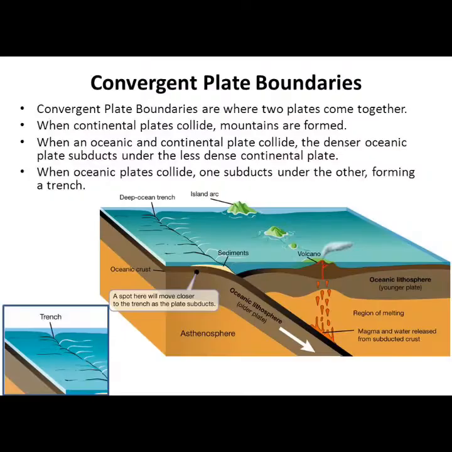Short explanation: convergent boundary is when two plates move toward each other and collide. The denser or heavier plate will go below the less dense or lighter plate. The process is called subduction. When the oceanic and continental plates collide, the denser oceanic plate subducts under the less dense continental plate. When oceanic plates collide, one subducts, forming a trench. Here's the picture of the process that occurs.